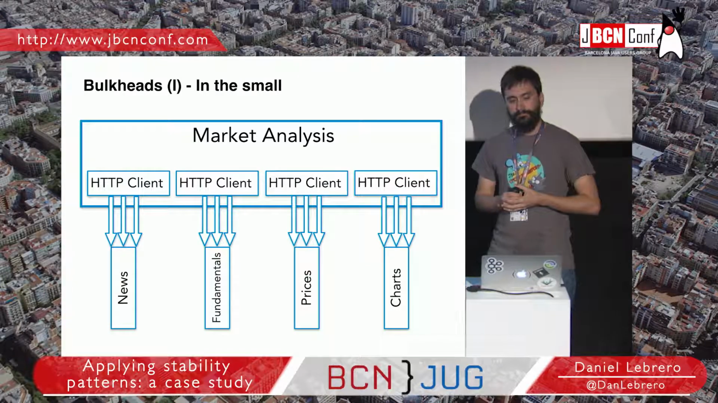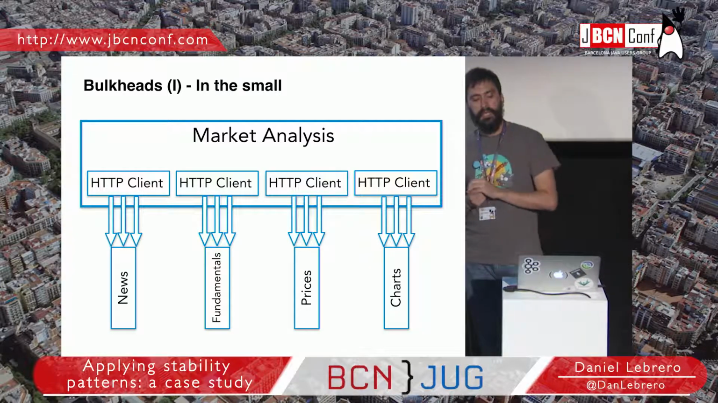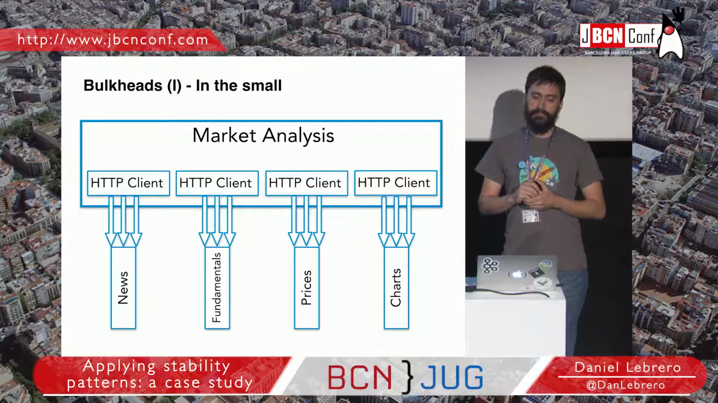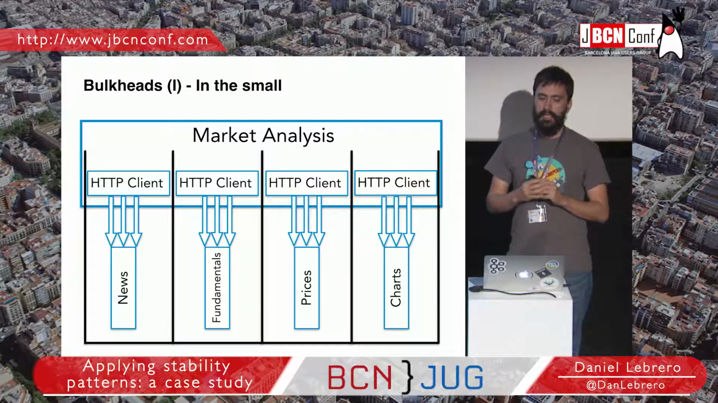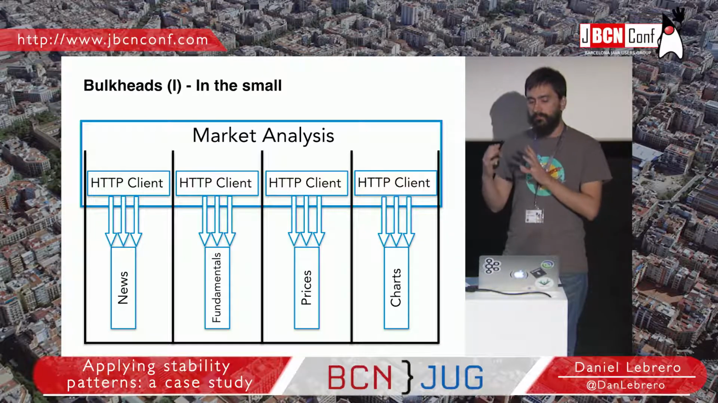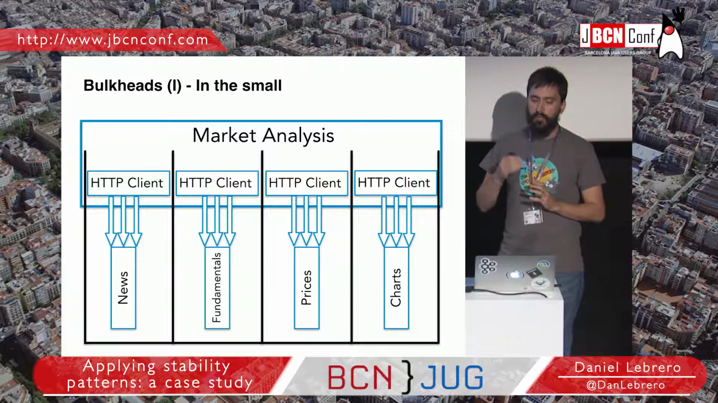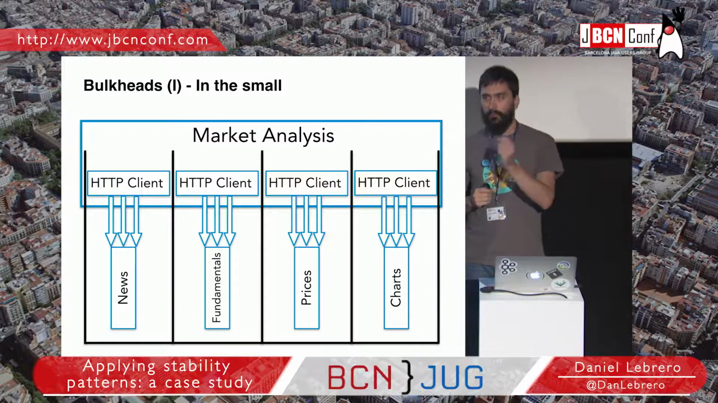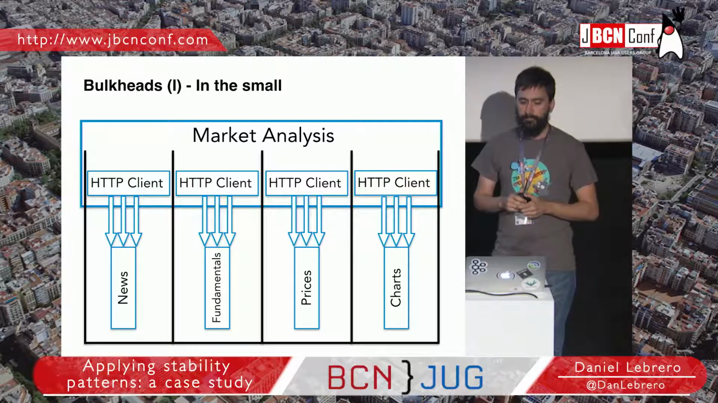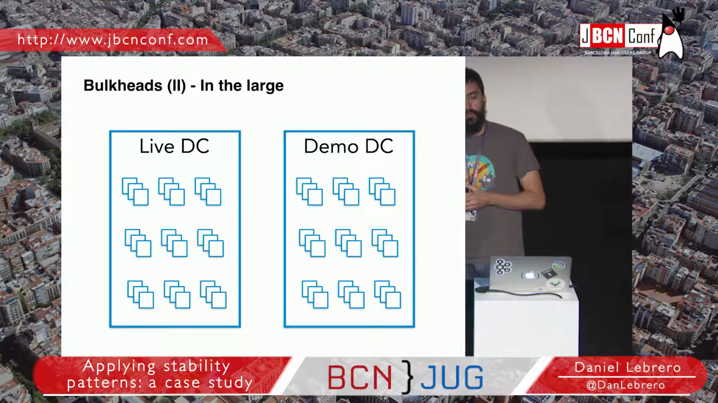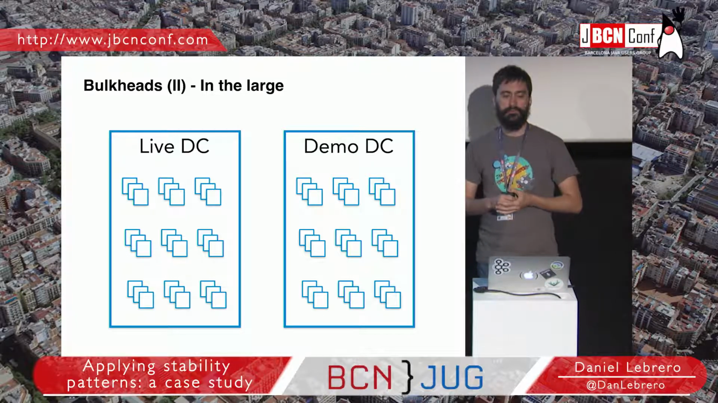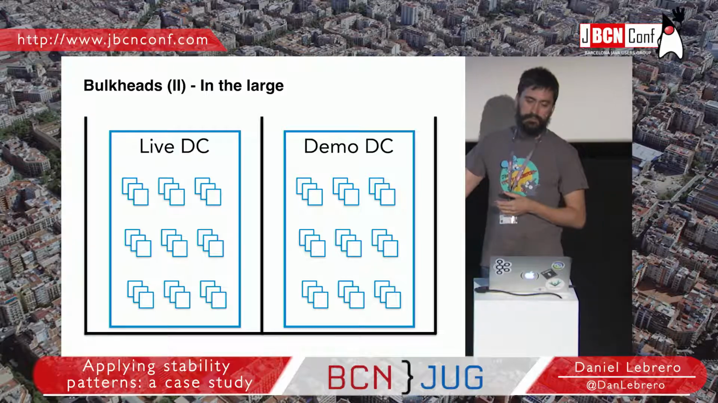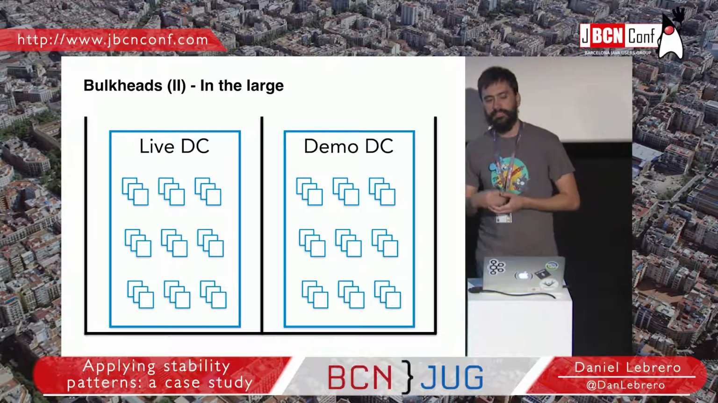In the very, very small, what we do is we have one HTTP client for each of the backend services that we are contacting. That way, the connection pool is not shared between the different services. So if something goes bad within one of those backend services, we are sure that we don't affect the communication with the others. In the very, very large, we have divided our clients into 2 groups, and we have different data centers for each of those groups. That way, if something bad happens on the demo data center, our live clients will not be affected.